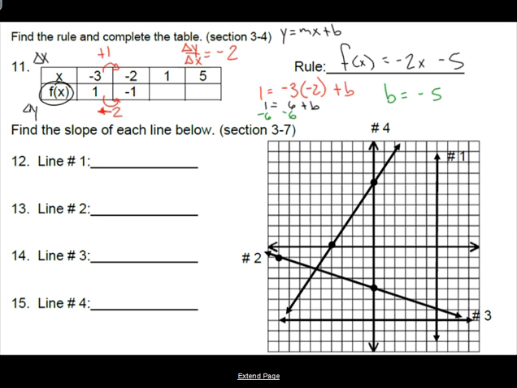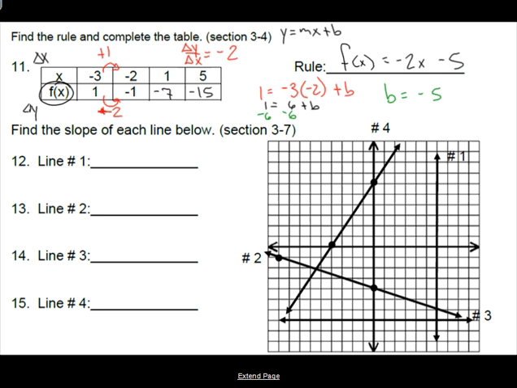I now go through and finish filling in the table. -2 times 1 is -2, so this would be -7. -2 times 5 would be -10 minus 5 would be -15.